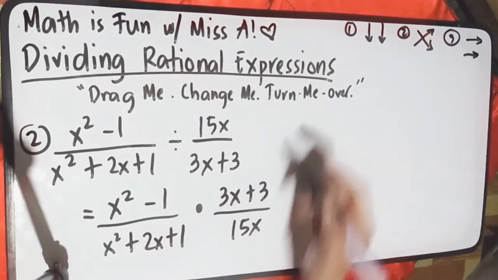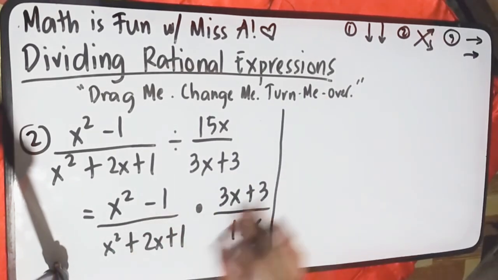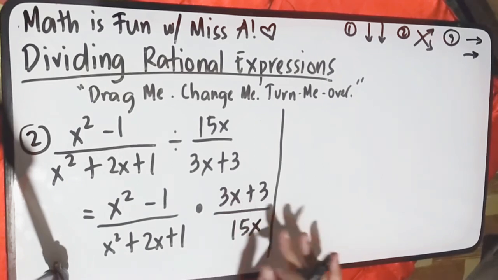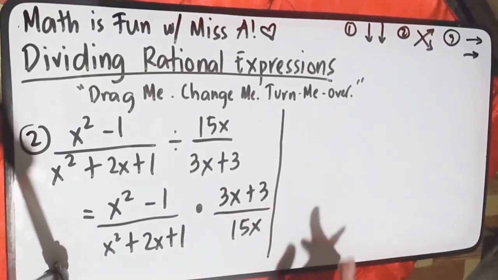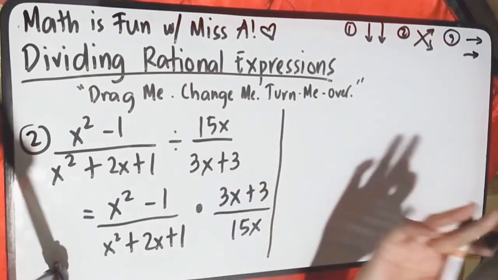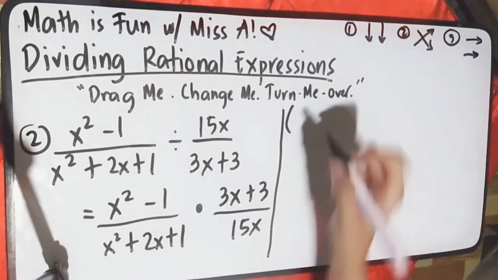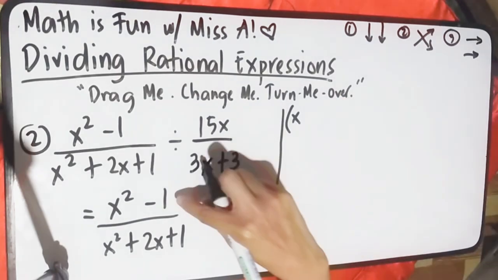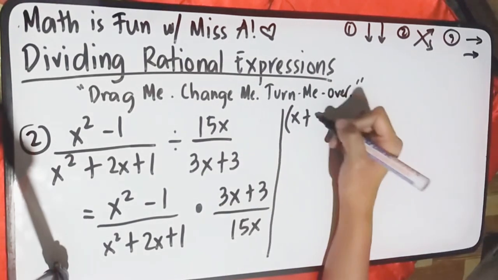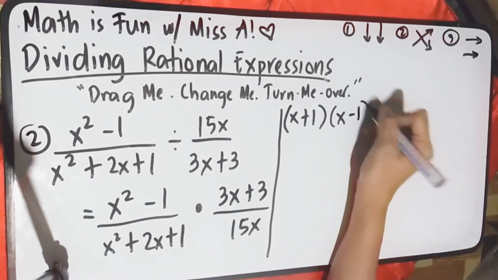Alright, right after that, let us express each of the rational expressions in their own respective factored form. So x squared minus 1, that is a DTS. So the product of the sum and difference. Square root of x squared is x. So the square root of 1 is 1. So you have x plus 1 and x minus 1.